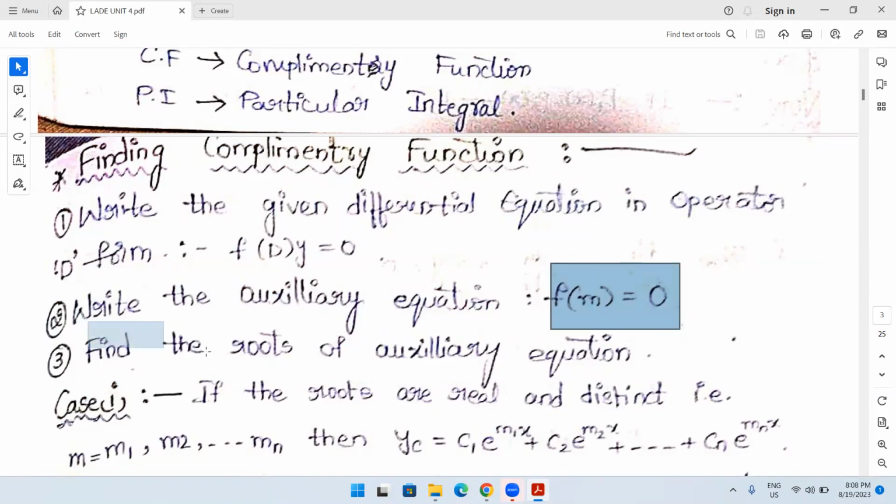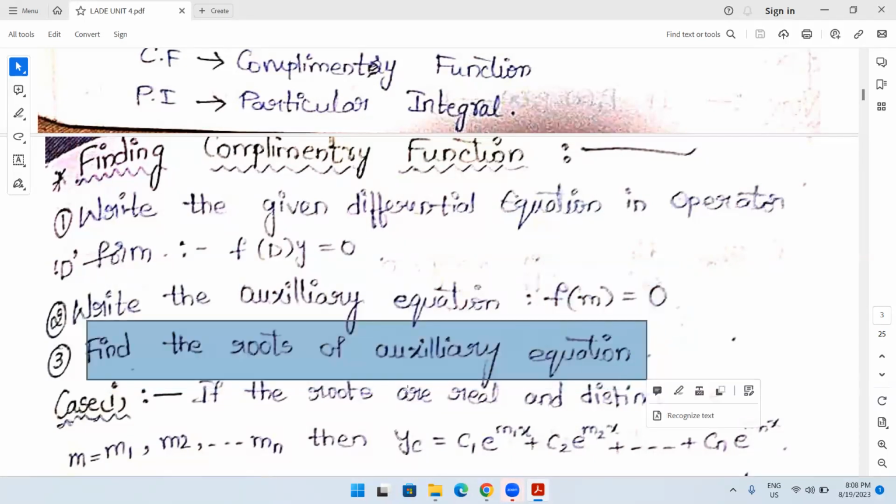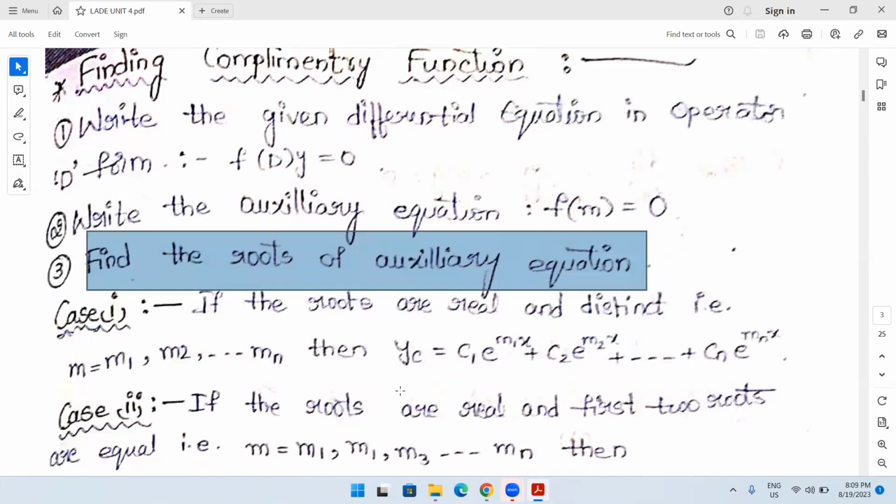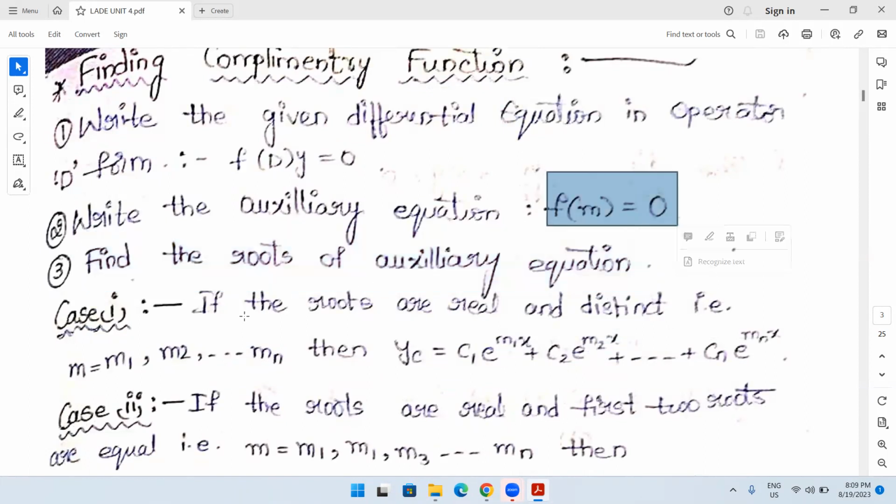So next we find the roots of the auxiliary equation. Using the roots, we write the complementary function. Using the roots of the polynomial. First, we find the roots of the polynomial. Okay. So we can find the roots using calculators or some other way we can find it.